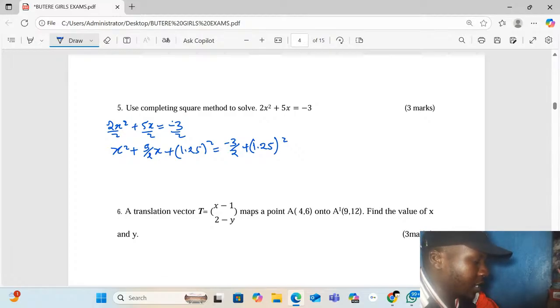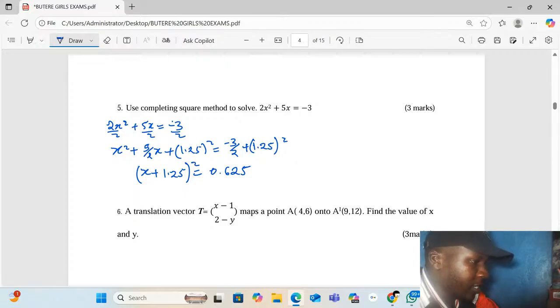1.25 squared. Now we are going to have x plus 1.25, which is 1.25. This one is going to be equal to negative 3 over 2 plus 1.25 squared. We get 0.625.